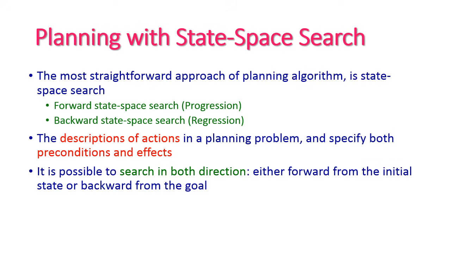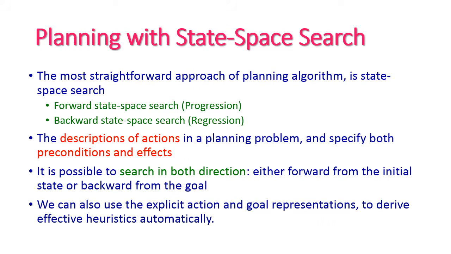It is possible to search in both directions, either forward from the initial state or backward from the goal state. Here we can also use explicit actions and goal representations to derive effective heuristics automatically. That is, it is not mandatory to execute all the actions. Instead, we can pick only the expected actions which will lead to a quick reach of the goal state.